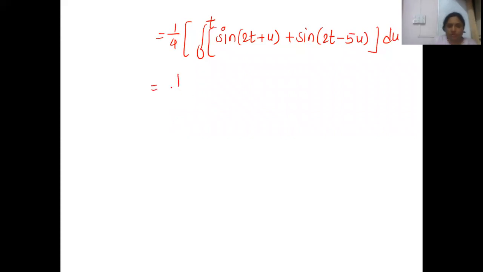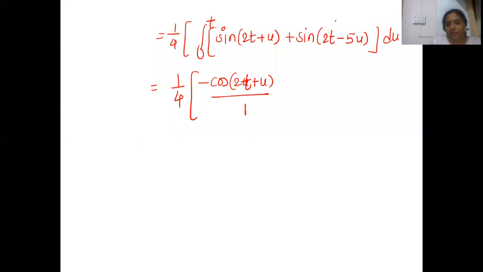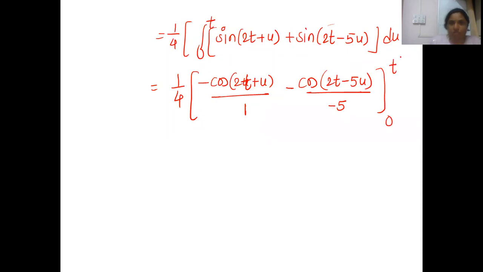We have used a formula, so now we'll take the integration. What is the integration of sine? Minus cos, and the derivative of cos is minus sine. Please remember. So minus cos(2t plus u) upon what? Upon 1, since we are differentiating with respect to u. Now here the integration of sine is again minus cos(2t minus 5u) upon the derivative with respect to u, which is minus 5, since t is constant. And this is from 0 to t.